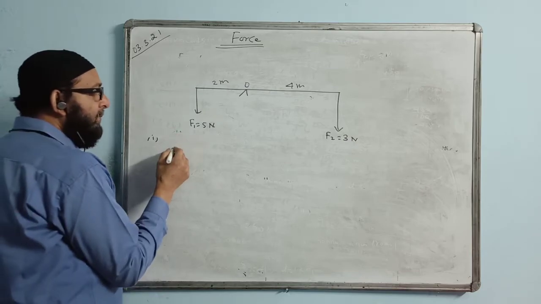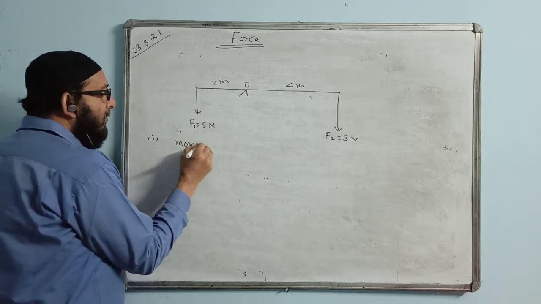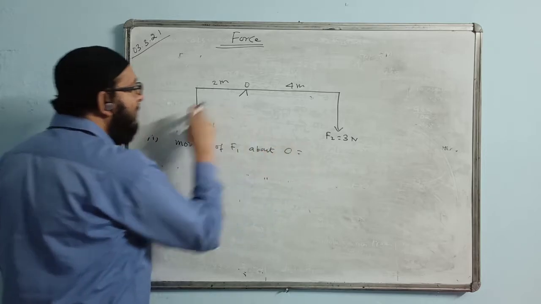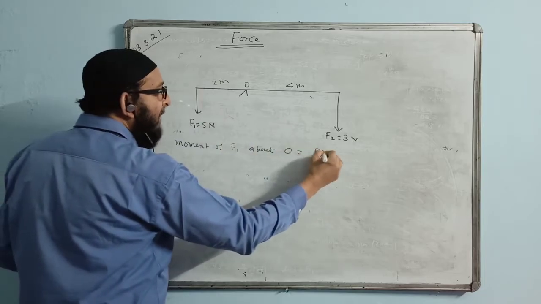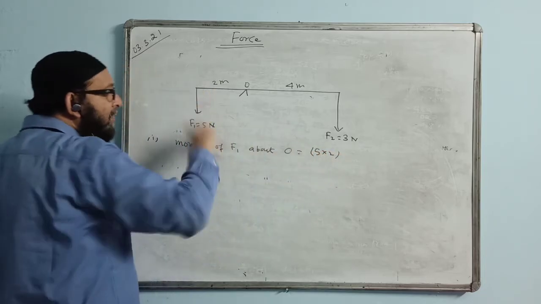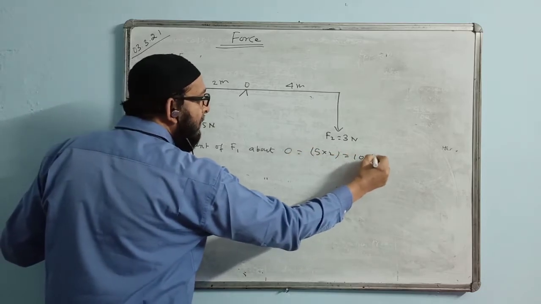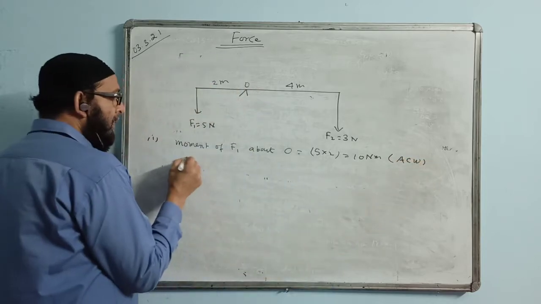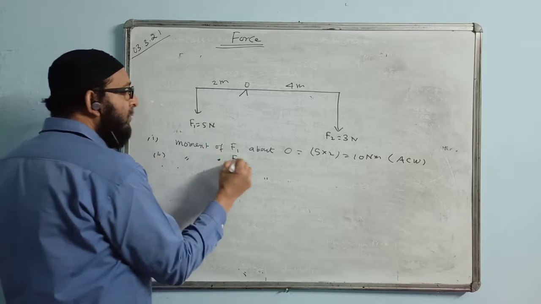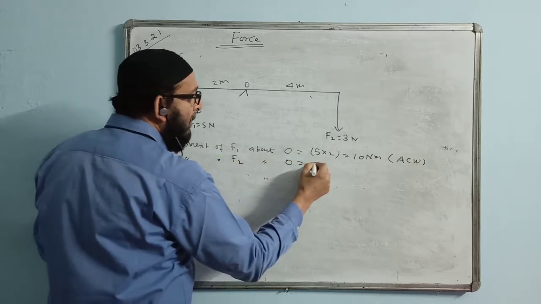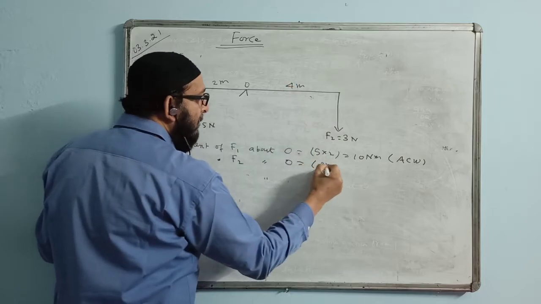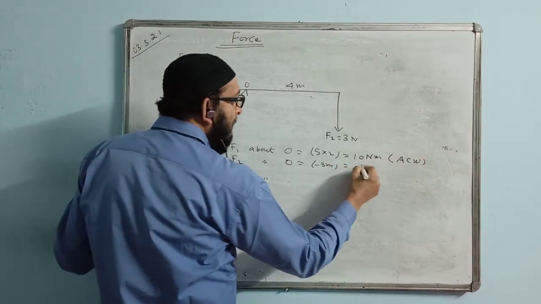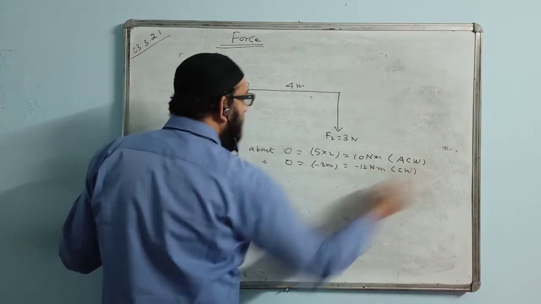First I am doing it for F1. Moment of F1 about O is force into distance. Force is 5, this is 2, so 5 into 2. This is moving in the anti-clockwise direction, so plus sign. The answer is 10 Newton meter, and you write here anti-clockwise. Second part, the moment of F2 about O will be 3 into 4, in the opposite direction, clockwise. Minus 12 Newton meter clockwise.